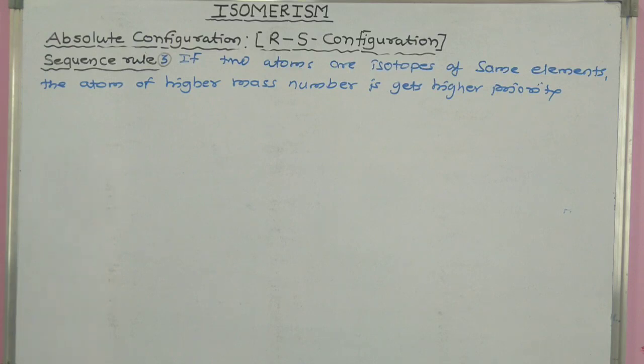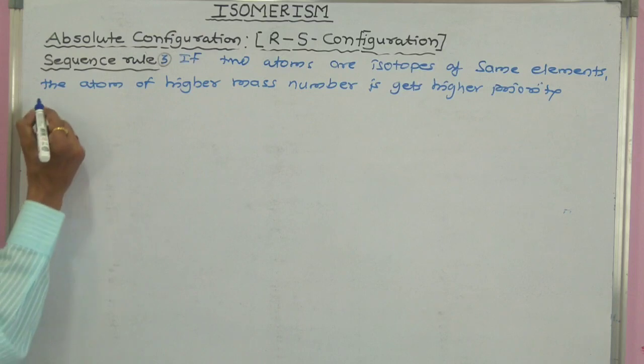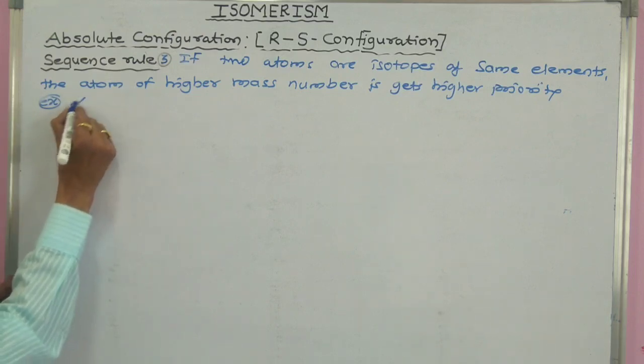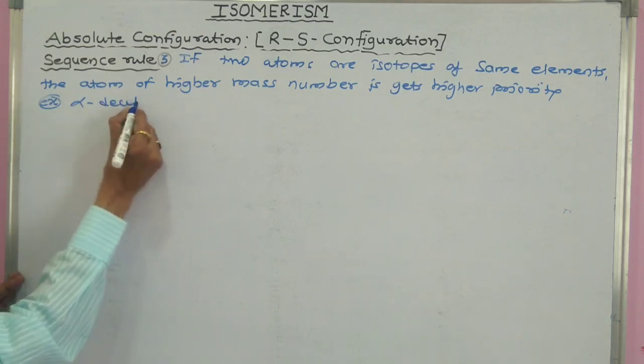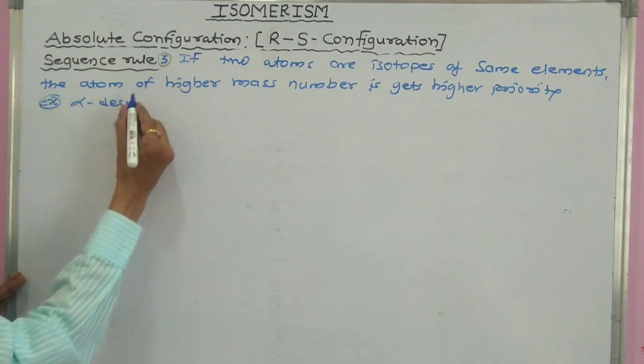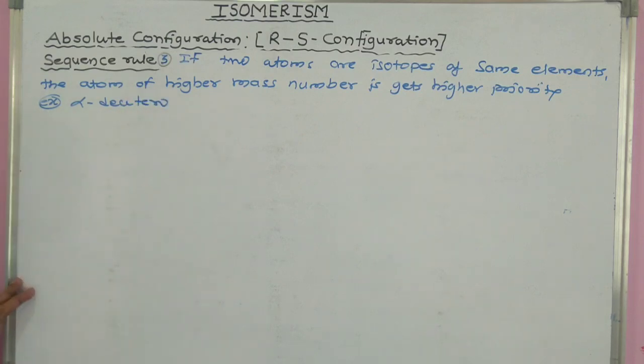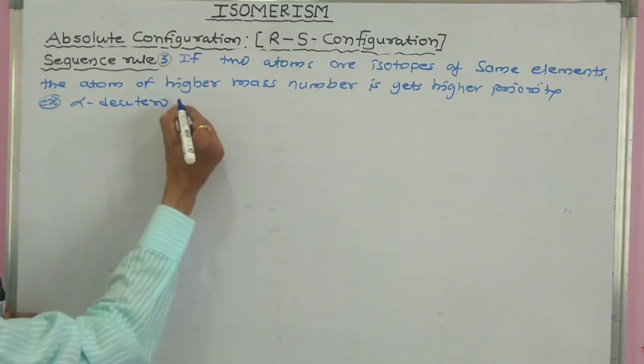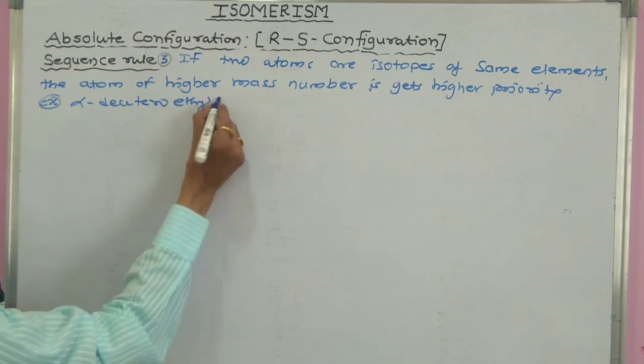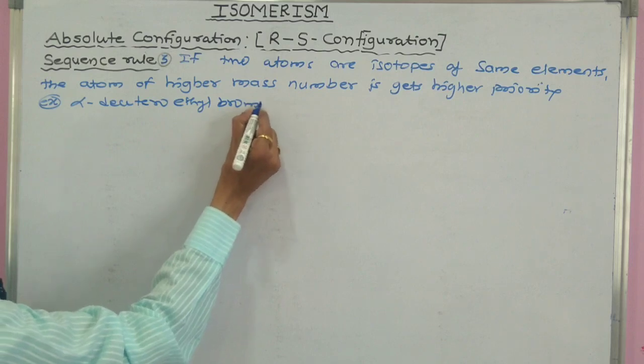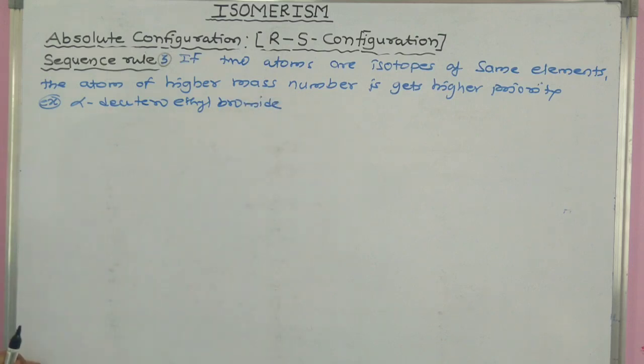For example, alpha-deuteroethyl bromide. Ethyl bromide.